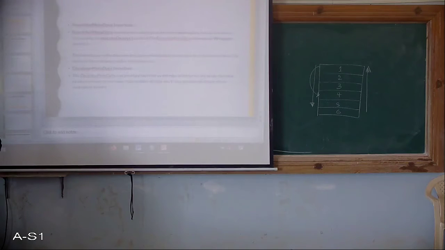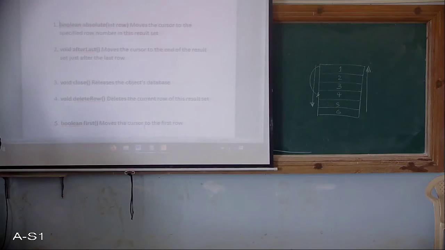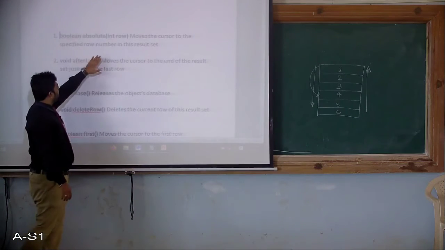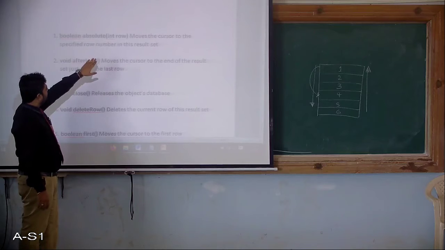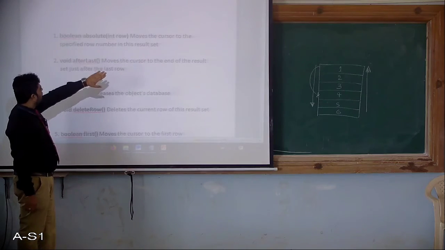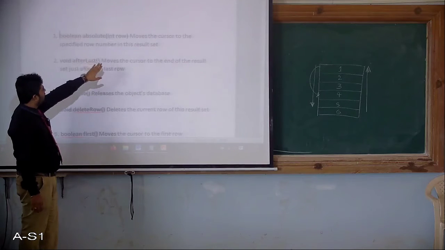some of the methods which have been listed for the result set. Okay, so these are the methods which can be applied to the result sets. As we know, it's a table of results which have been fetched from the SQL statements. So the first one is boolean absolute. It accepts an int row as a parameter. What does this boolean absolute indicate? It moves the cursor to the specified row number in this result set.